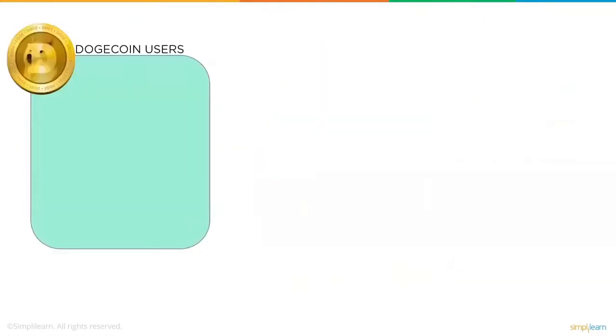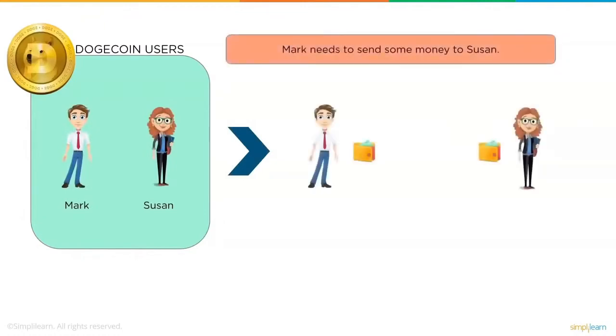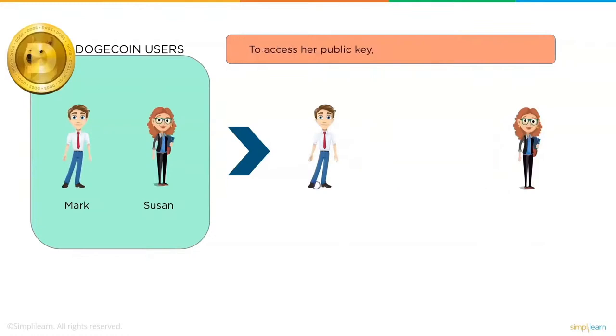To understand the workflow, let's take the example of two friends, Mark and Susan. Mark owes some money to Susan, and now he needs to return it. So he thinks of an idea and decides to send her Dogecoin instead of giving her physical money. They both open their digital wallet accounts. To pay her, he needs two essential pieces of information. First, his private key, and second, her public key. To get access to Susan's public key, he needs to scan a QR code from his smartphone.